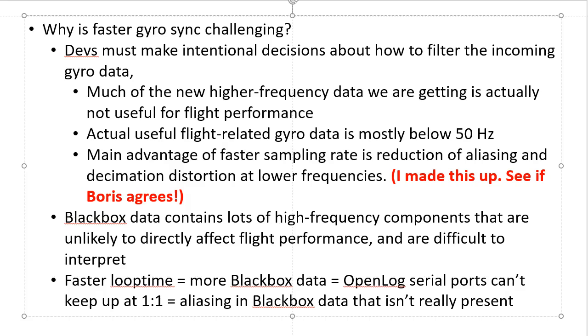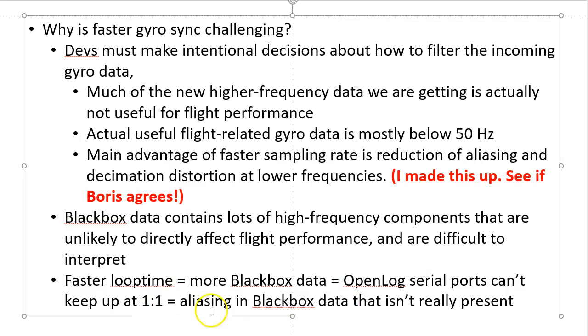And finally, faster gyro sync is challenging because the faster your loop time, the more Blackbox data you've got, and that means that OpenLog serial ports can't keep up at one-to-one. So you have to run your Blackbox rate denom at 1:3 or something, and that results in aliasing in the Blackbox data.